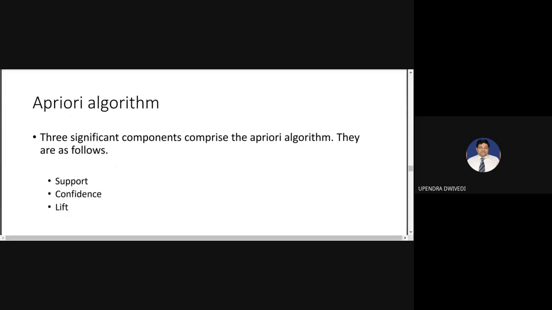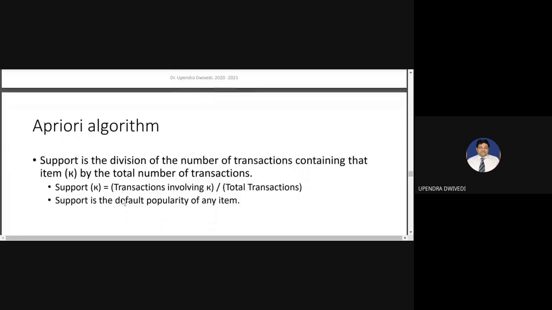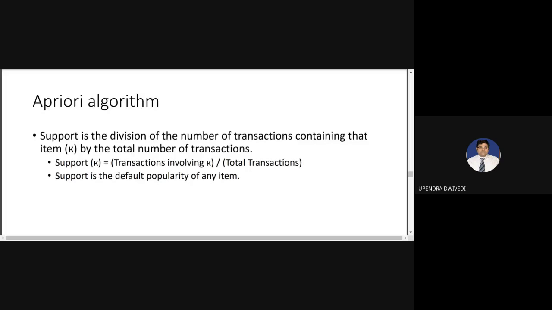There are a few things we have discussed earlier. One of them is support. Now we'll discuss what support is. There are three significant components of the Apriori algorithm: support, confidence, and lift. Now we'll see what is support, what is confidence, and what is lift. Support is the division of the number of transactions containing that item by the total number of transactions.